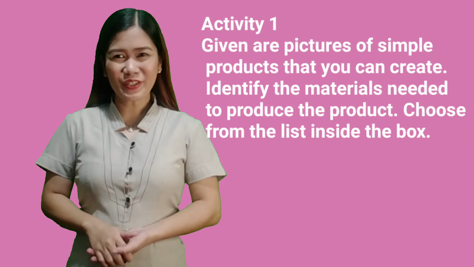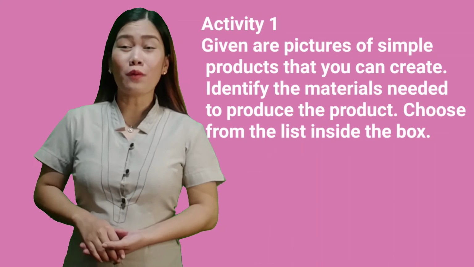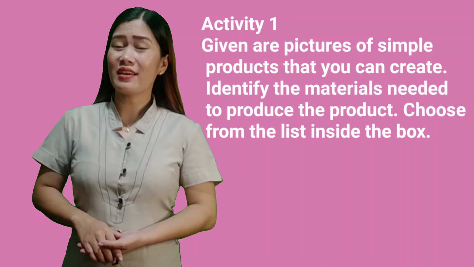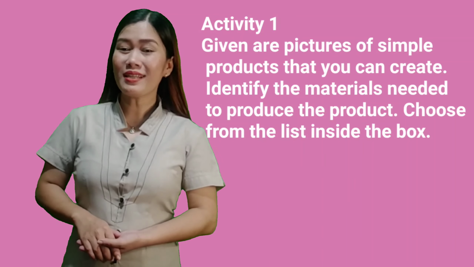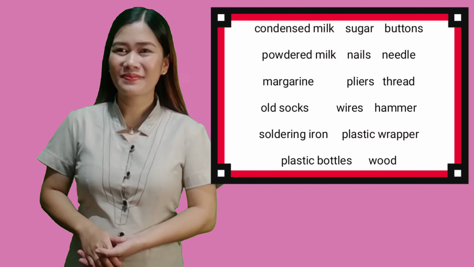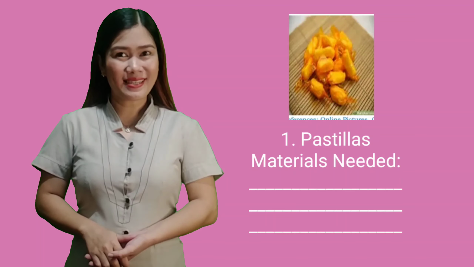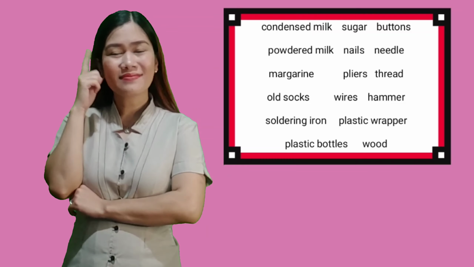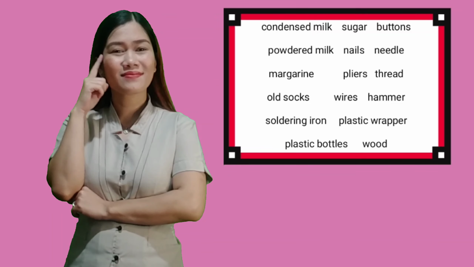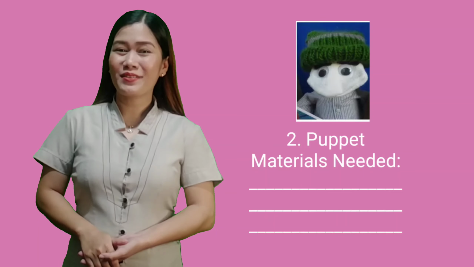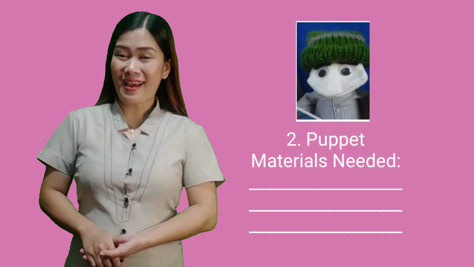Activity 1. Directions. Given are pictures of simple products that you can create. Identify the materials needed to produce the product. Choose from the list inside the box. Number 1. Pastillas. What are the materials needed? Number 2. Puppet. It's fun making a puppet. Do you know what we need to make that?